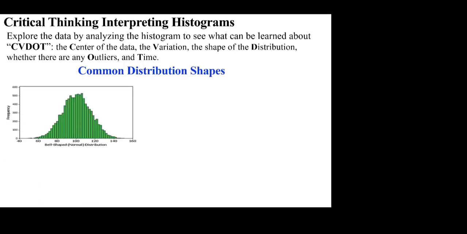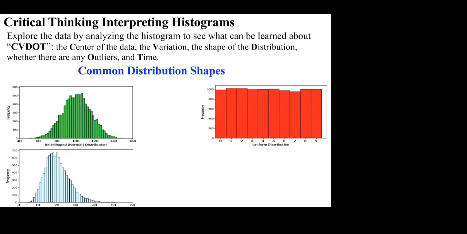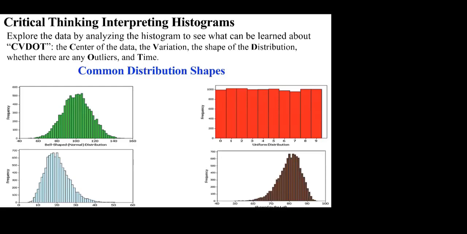And there are some common distribution shapes. Something that is bell-shaped, also known as normal distribution. A uniform distribution, the heights are the same or almost the same. Skewed to the right or positively skewed, or skewed to the left or negatively skewed. Again, those are just the shapes. I think most everybody is comfortable with this and remembers this stuff.